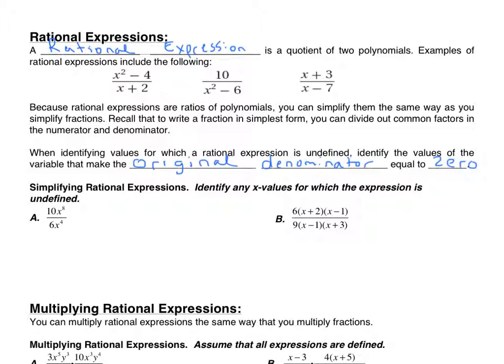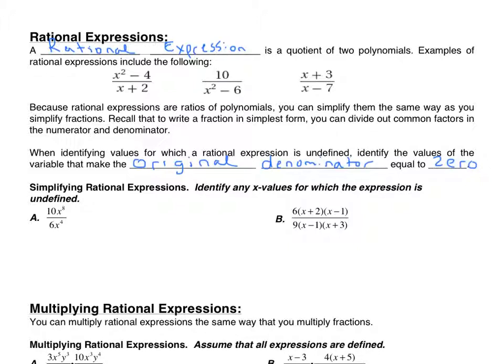In this tutorial, we'll look at multiplying and dividing fractions. In Algebra 2, they're better known as rational expressions. A rational expression is a quotient of two polynomials. Examples of rational expressions include the following.